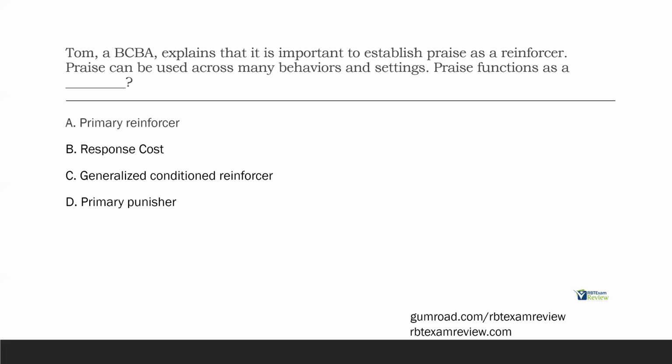B, response cost. Are you removing a token or an item in response to a behavior? No, right? We're just talking about praise being established as a reinforcer. Response cost is a punishment procedure anyway, right? So B is wrong. C, generalized conditioned reinforcer. Okay, think about it. Praise can be generalized, right? Used across many behaviors and settings. Praise is a conditioned or learned reinforcer. Therefore, praise is what? Generalized conditioned reinforcer. Boom. So even if you've never seen generalized conditioned reinforcer, you can work it out because you know your terms and definitions. C is our answer. Let's look at D, primary punisher. Well, we're talking about reinforcement.